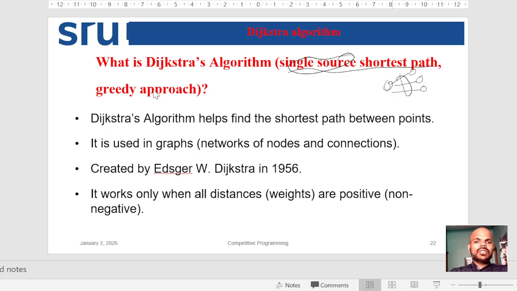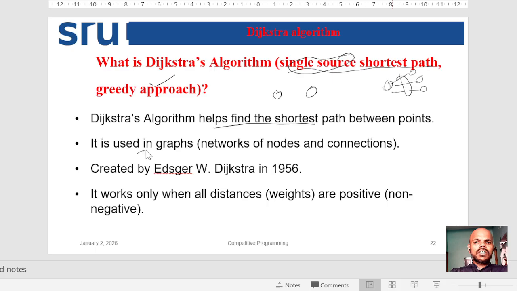It uses the greedy approach. So what will it do? Dijkstra helps to find the shortest path between pairs of points. We will come to know what the points are and where we can use that. We will make it clear with the example.